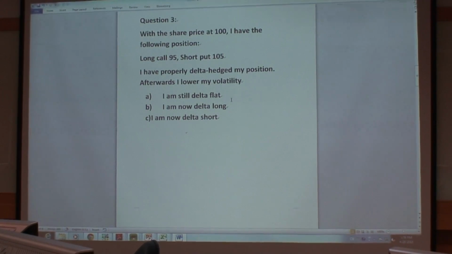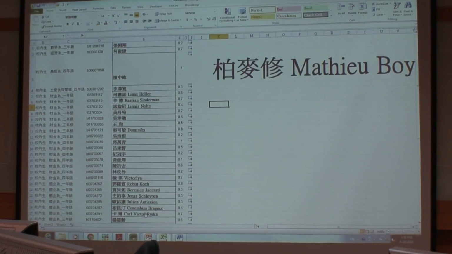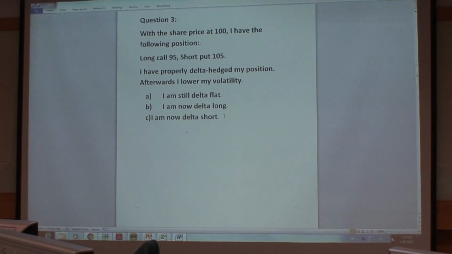So let's do this with a volunteer. I'm going to give it one more try. Is Mathieu in? Yeah. So let's start at the beginning. I own the 95 calls. That's an in the money call. Do you have a rough idea how many shares I need to sell to hedge that?